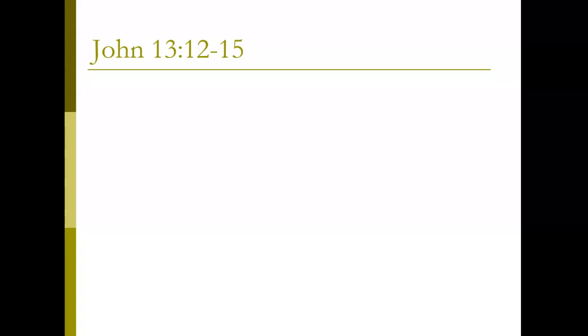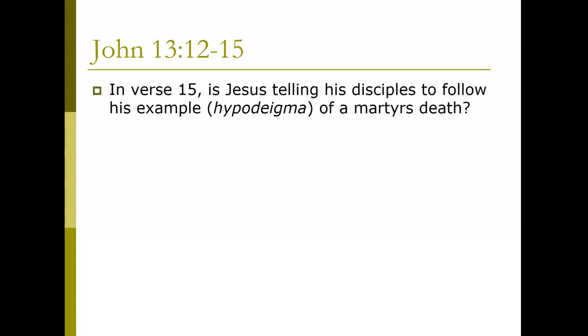So, a couple of things here to note in these instructions to the disciples. In verse 15, the question is, is Jesus telling his disciples to follow his example? And so Jesus is illustrating that he takes on the form of a servant. Of course, this anticipates his death on the cross. So is he really asking his disciples to follow this example of being a servant towards one another and being willing to die a martyr's death, a death on behalf of others?